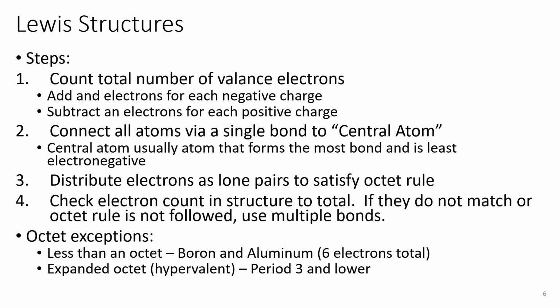We can also have expanded octets. We refer to these as hypervalent central atoms, and these will be the central atoms that violate the octet rule. It would not be the outer atoms. And anything that is in period 3 or lower, so things like phosphorus and chlorine, if they are the central atom, they can be hypervalent. They can have more than 8 electrons around them to put them in their most stable form.